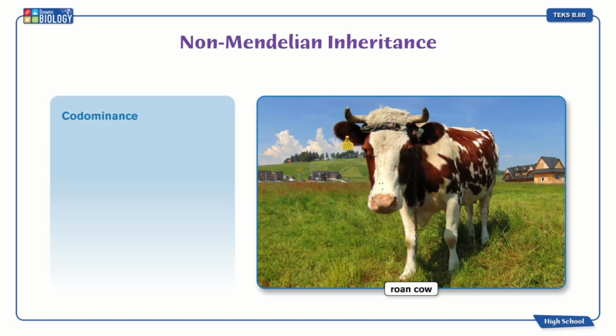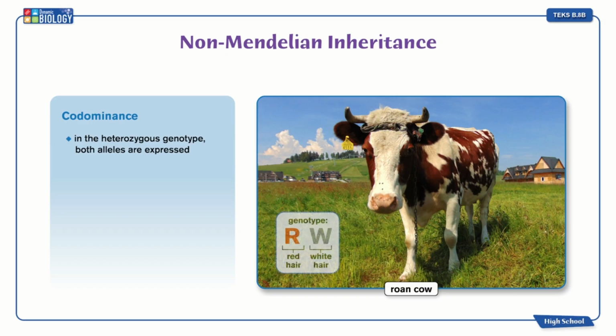Another example of non-Mendelian inheritance is called codominance. Remember that in Mendelian inheritance, when an organism is heterozygous for a trait, the organism expresses only one allele, the dominant allele. How is codominance different? In codominance, when an organism is heterozygous for a trait, both alleles are expressed.